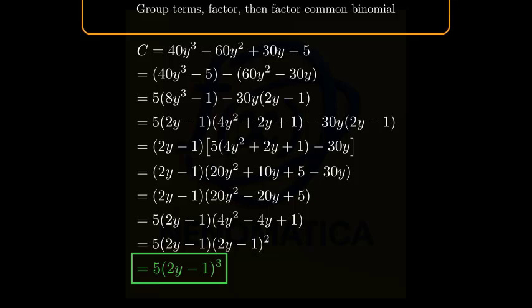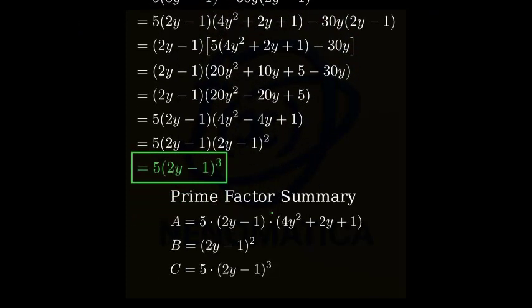Great. Now we list the prime factors of each polynomial. A equals 5 times (2y minus 1) times (4y squared plus 2y plus 1). B equals (2y minus 1) squared. C equals 5 times (2y minus 1) cubed. We will read the greatest common divisor using the smallest exponent across the 3, and we will read the least common multiple using the largest exponent across the 3, including every distinct factor that appears.